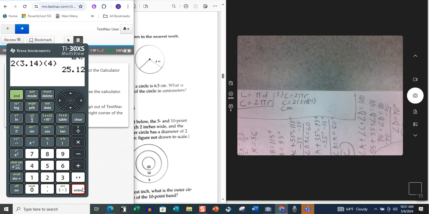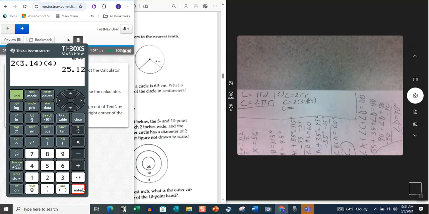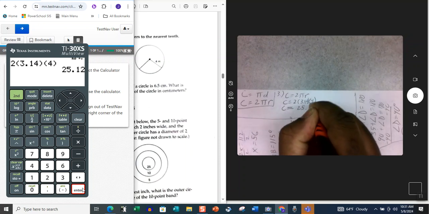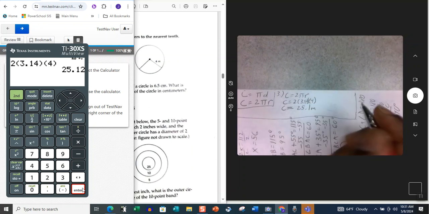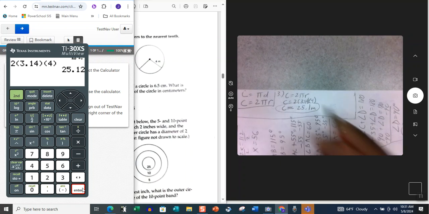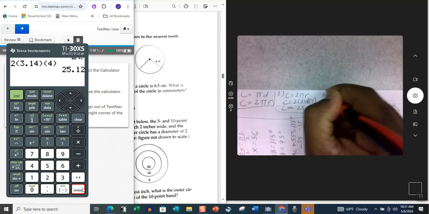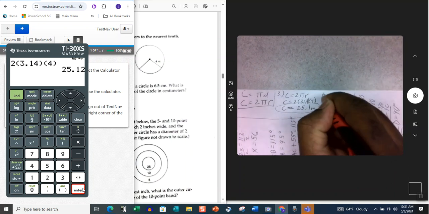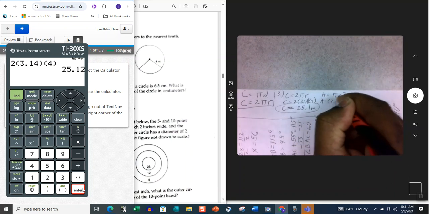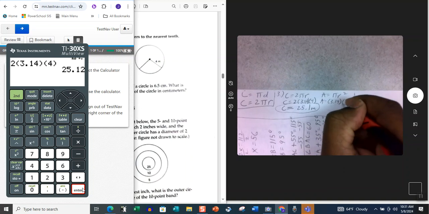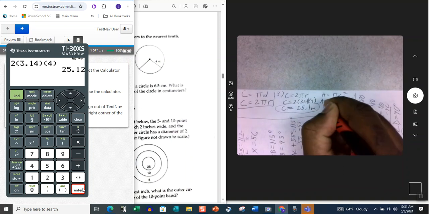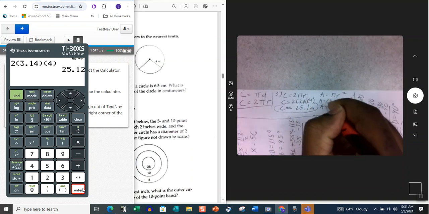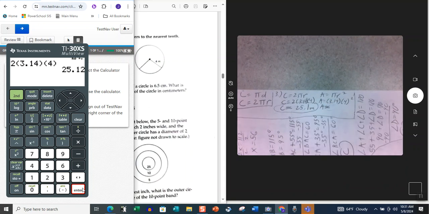And press enter. And we have to round it to the tenth place, so it'd be 25.1, and that's meters. So that took care of the circumference. Now we do the area. We know the area is pi radius squared. So the area is equal to 3.14, and then our radius is 4, and that's squared. So the area is approximately, now we'll put this in our calculator.